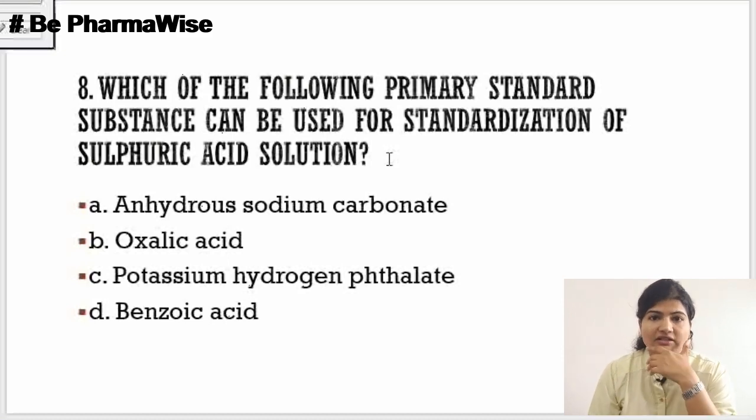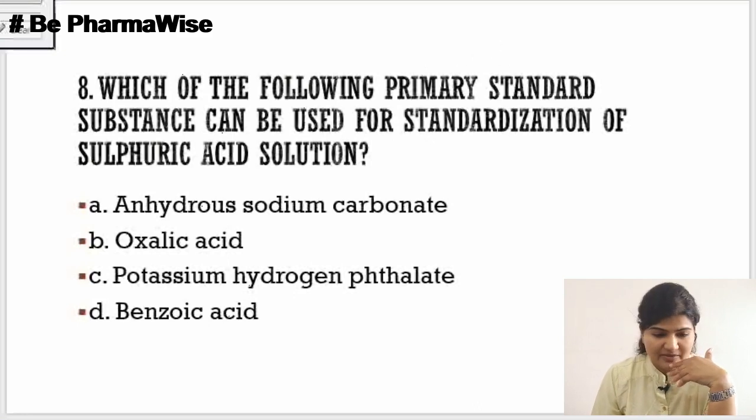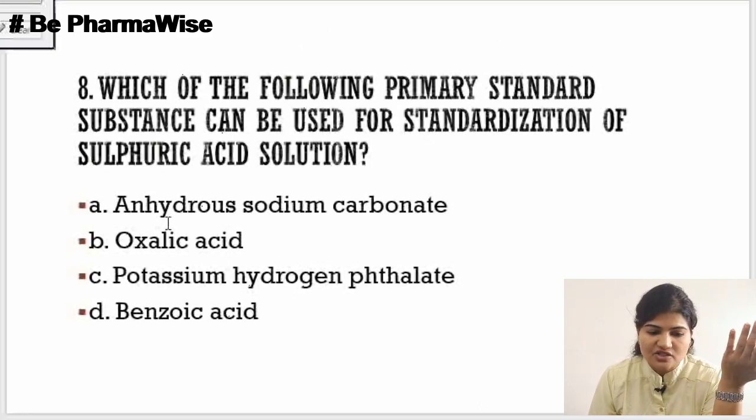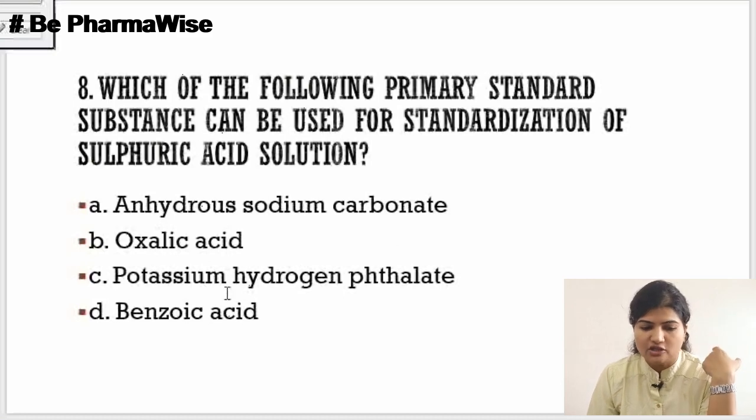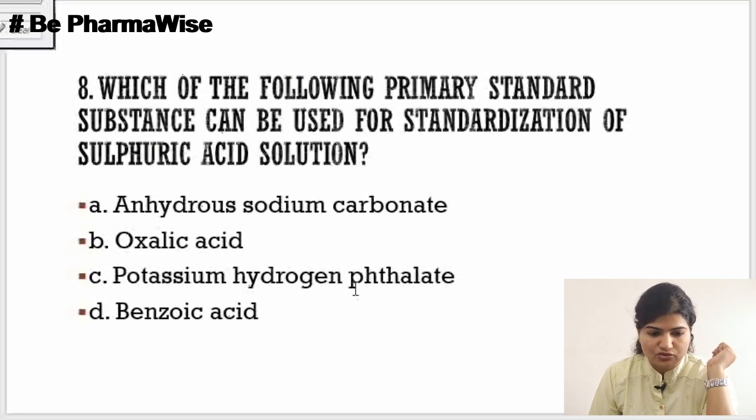So now from the options we will figure out who is a base and a primary standard substance. Oxalic acid we cannot use, KHP, potassium hydrogen phthalate, again this we cannot use, benzoic acid, again this we cannot use. So we are left with only one option, anhydrous sodium carbonate, which is a base and which is a primary standard substance. So our answer here is anhydrous sodium carbonate.